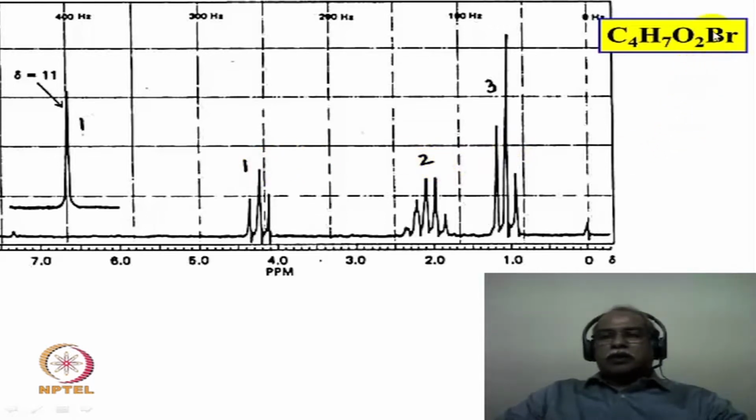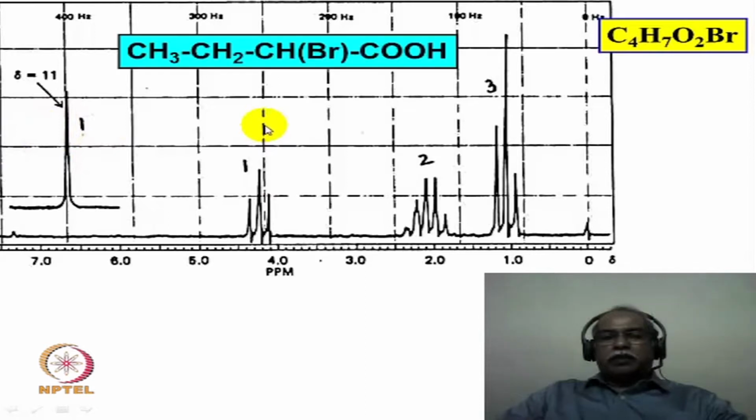One of the substituents could be bromine, from the molecular formula you can see that. The other substituent could be COOH. So it is a fairly simple molecule. Alpha-bromobutyric acid is the molecule. Now having got the structure, you can go back and interpret the spectrum. The COOH appears as a singlet.